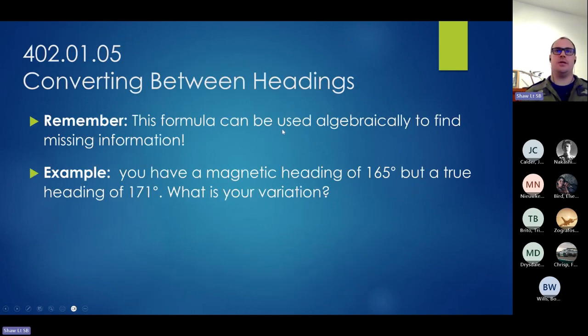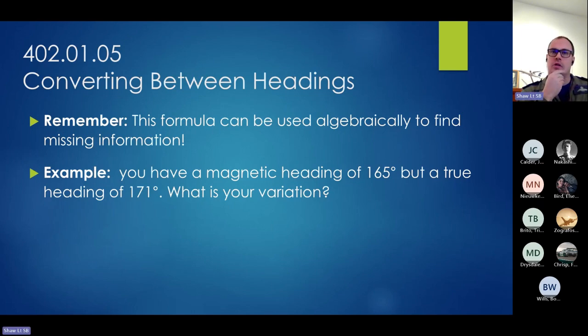Okay, so this formula can be used algebraically to find missing information. So if they tell you have a magnetic heading of 165, but a true heading of 171, what's your variation? Is it east or west, right? So our true heading was 171, and we have less, so 165 for magnetic versus true of 171. Brito, go ahead. 6 degrees east. I'd agree. So remember, east is least, so we have to subtract if we want a less. So our true is 171. If we subtract 6, we get to 165. So yeah, that checks out for me as well.